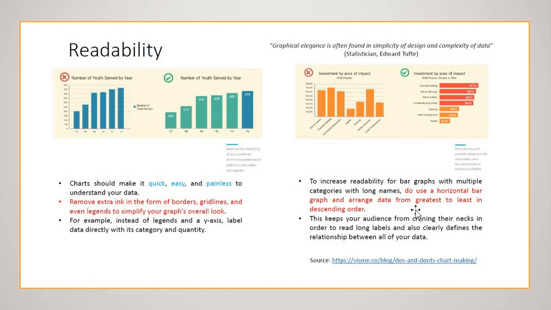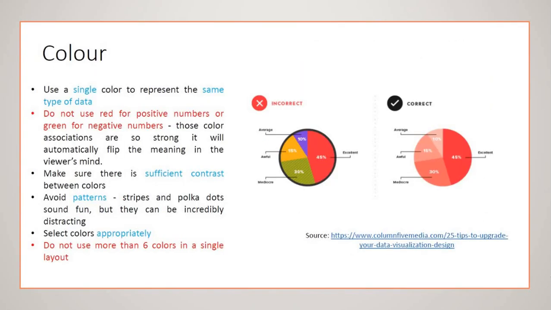Okay, and arrange data from greatest to least in descending order. Keep your audience from craning their necks in order to read long labels. Okay, tak nak menyusahkan target audience untuk baca ni. Okay, buang grid line, buang juga y-axis ni. Terus tulis, write down directly the value, and then you may use colors, okay, to highlight the importance of each bar. Okay, next one, color.